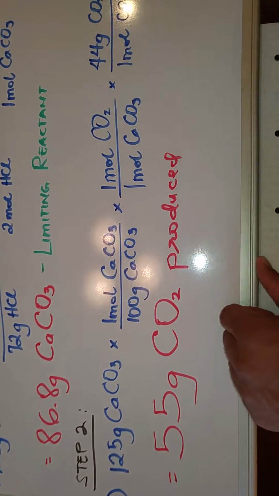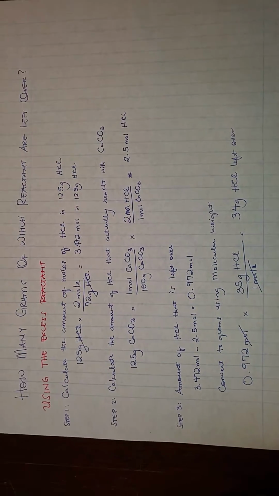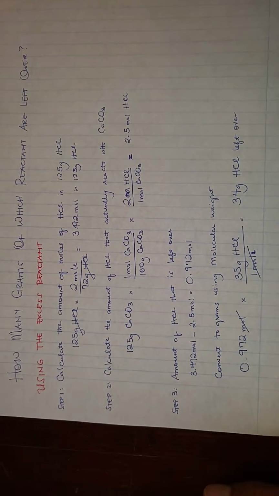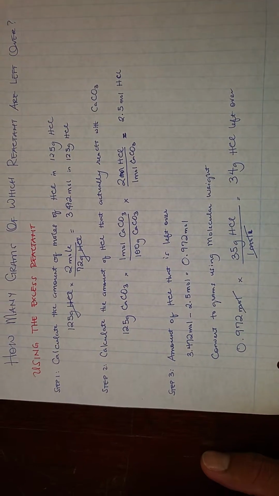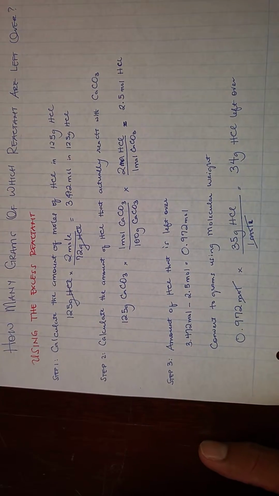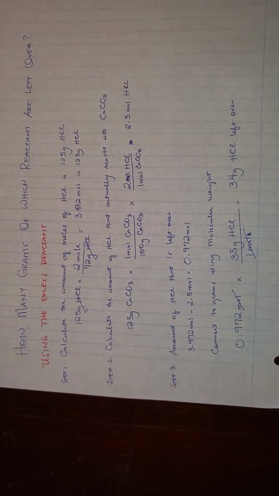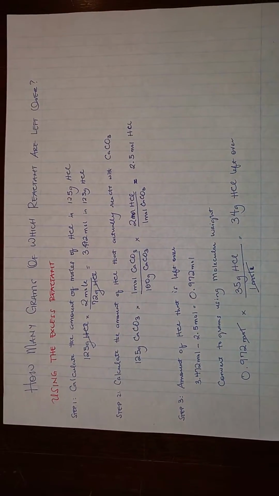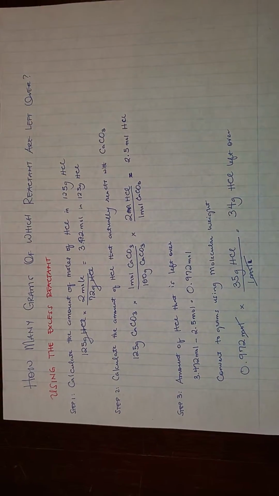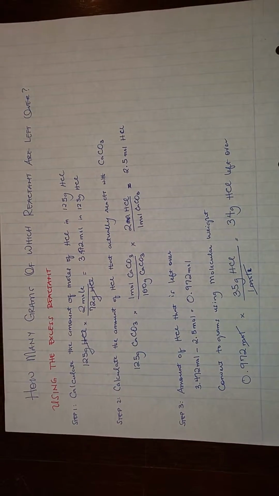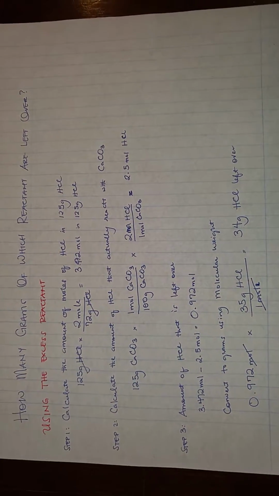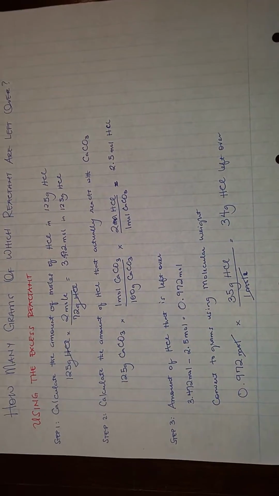Okay, now the next question is how many grams of which reactant are left over? The hint was to find the limiting reactant. Well, we know that the limiting reactant is calcium carbonate. So in order for us to determine how many grams of which reactant are left over, we use the excess reactant, which is hydrochloric acid.